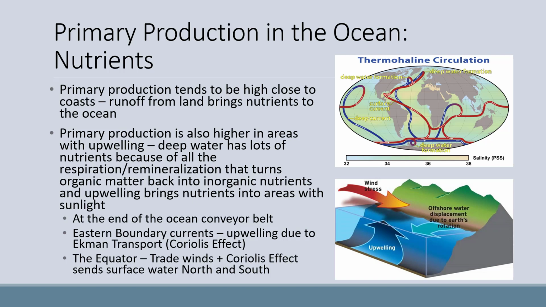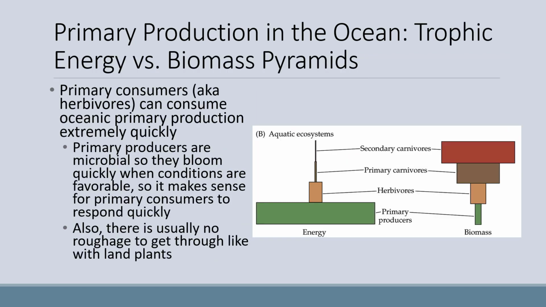And this is a result of something called Ekman transport, which is a function of the Coriolis effect. Finally, the equator also has a lot of upwelling due to trade winds, combining with the Coriolis effect, which sends surface water either north or south. Aquatic ecosystems also have very different trophic biomass pyramids than terrestrial systems.